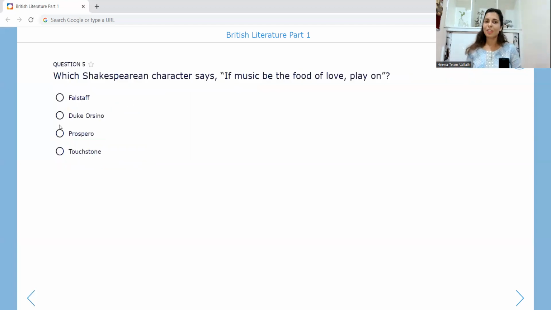Let's move to question number 5. Which Shakespearean character says, "If music be the food of love, play on." The options are A. Falstaff, B. Duke Orsino, C. Prospero, or D. Touchstone. Tell me. If music be the food of love, play on.